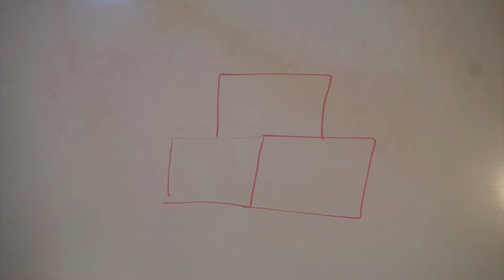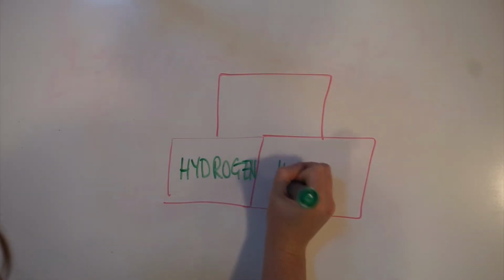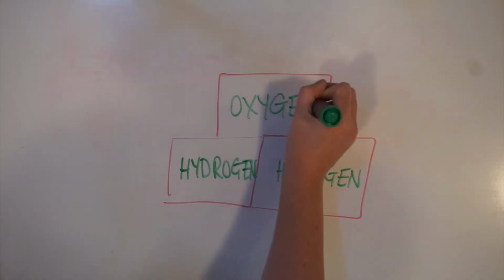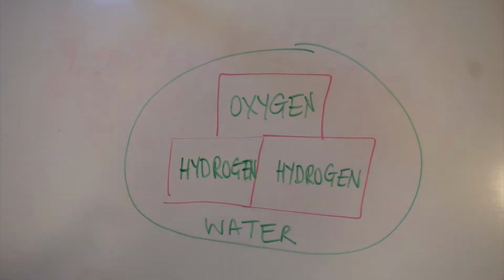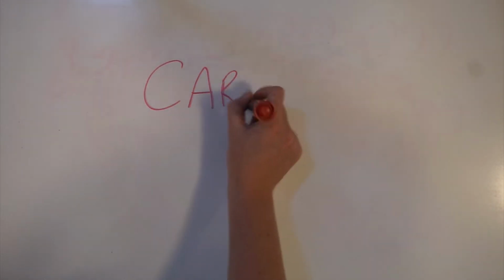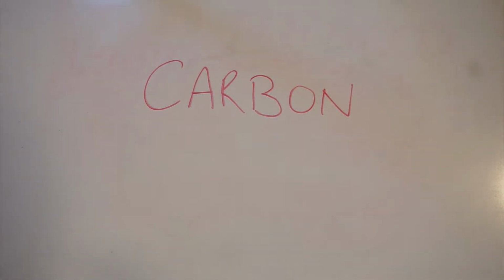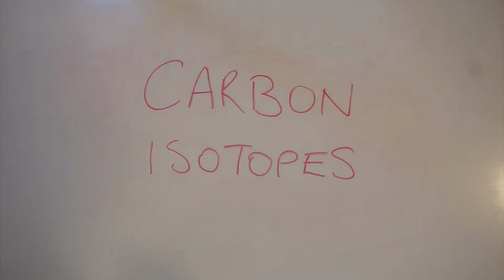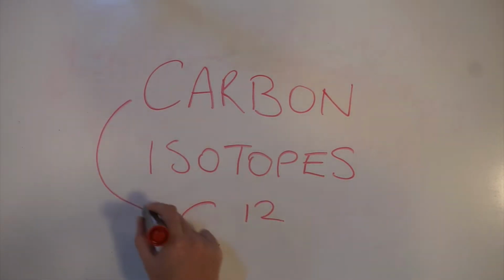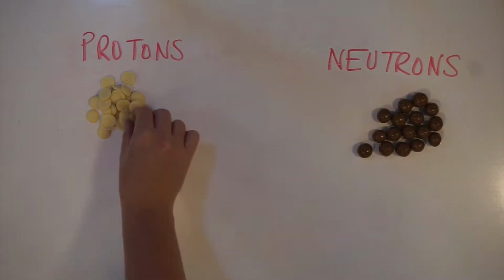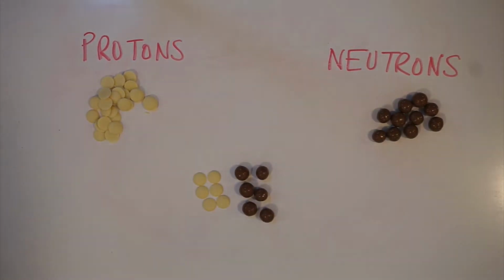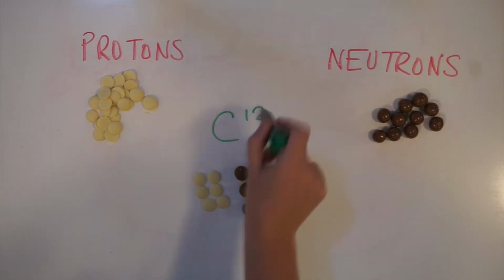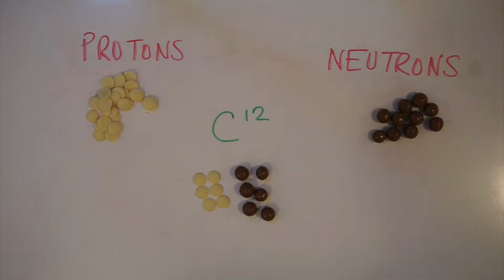For example, if you take two elements, hydrogen and oxygen, and put them together, you can make water. So I'm going to make a simple element, carbon. Now elements can be the same but have slight differences. These different types of the same element are called isotopes. So we are making the element carbon, and the isotope is carbon-12. So I need 6 protons and 6 neutrons, and that's the nucleus of carbon-12.